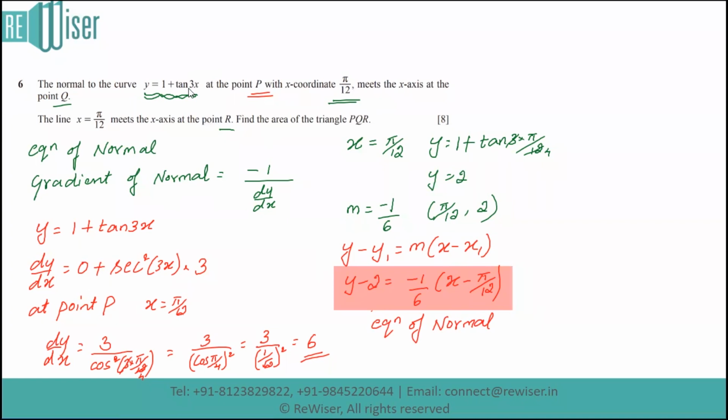Now we need to find the area of this triangle. We are talking about point P, point Q and point R. We know point P is pi by 12, comma 2, so that is where point P would be approximately. And Q is where the normal meets the x-axis. Whenever I talk about meeting the x-axis, that's basically the x-intercept. So Q is the x-intercept.